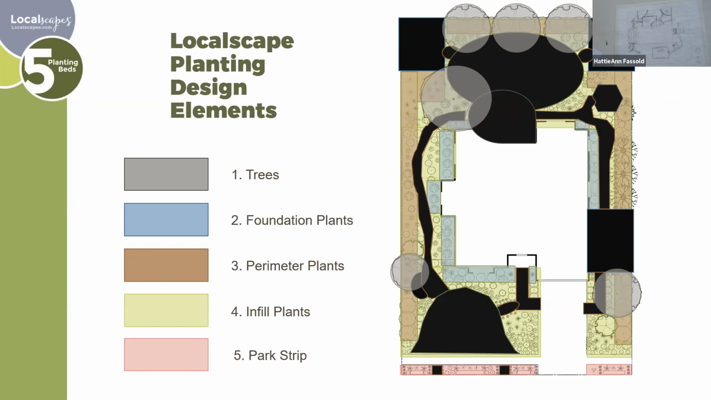Your park strip is a good thing to do last, just because you can make it match everything else. With using similar plants, you don't have to use everything exactly the same, but you can use similar plants so that it kind of matches everything else.